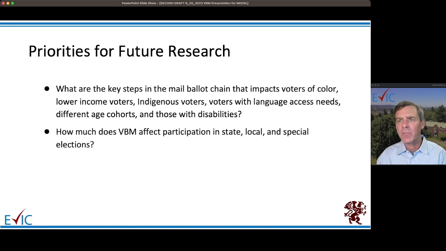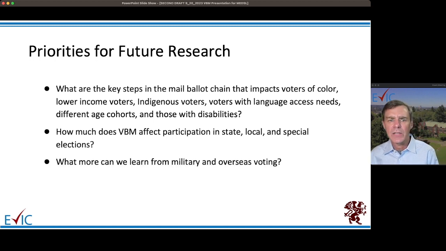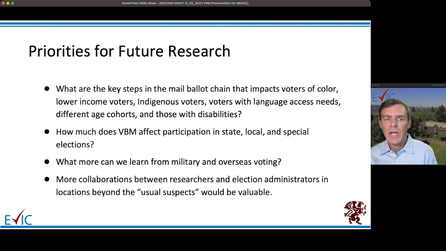The real bang for the buck here might be, for example, in local elections. What more can we learn about military and overseas voting? A lot of the work in that area is getting a little stale. It was good work, but much of it is 10, 15, 20 years old. It's time to revisit UOCAVA voting.